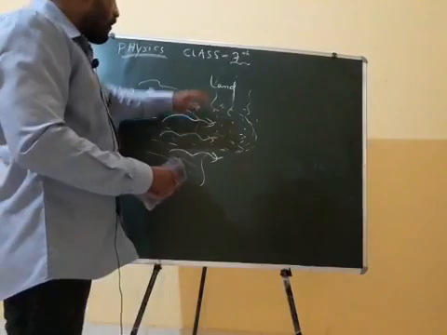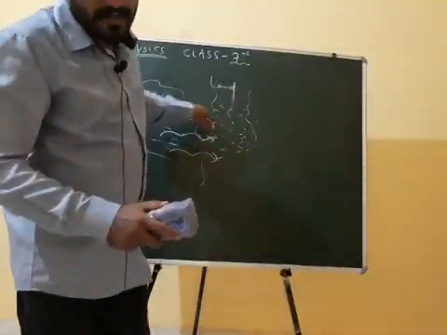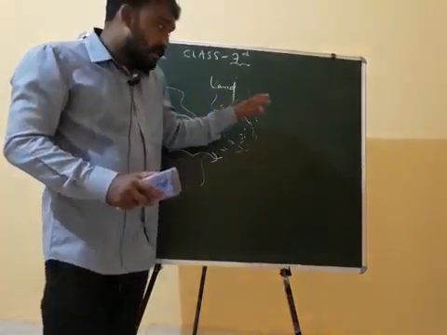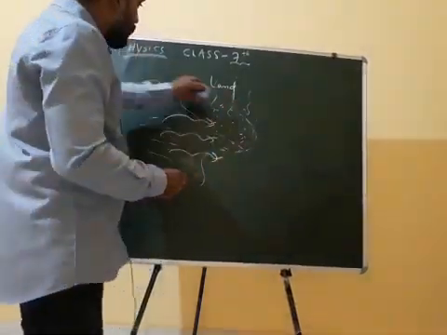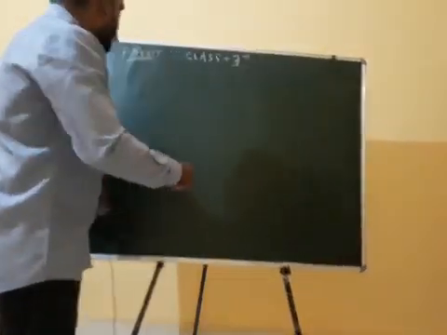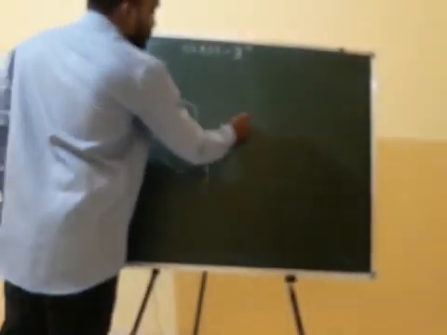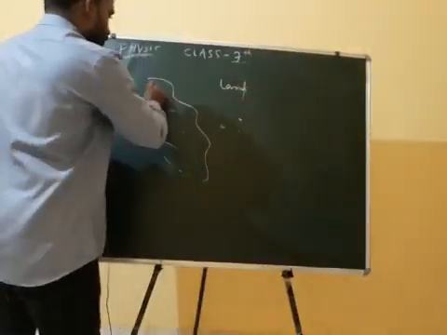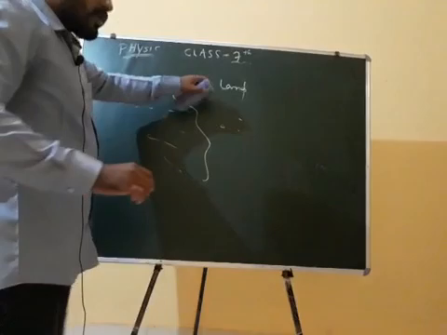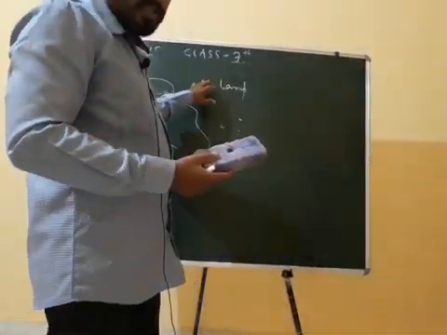Next one, during night time. So sea breeze takes place during daytime. During night time, this is sea and this is land. During night time, sun rays are not there and the sun is also not there. After sunset, what happens?